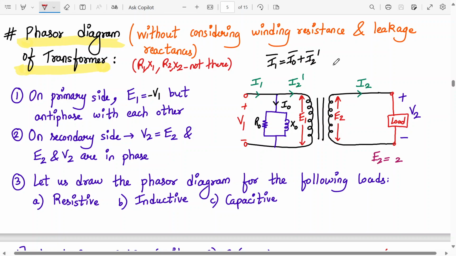Okay, completed. Please draw it. I'll give you some time. On the primary side, note that E1 and V1 are equal but of opposite phase. So basically E1 is equal to minus V1. On the secondary side, V2 and E2 have the same phase. So E2 is equal to V2 in the secondary side. Now we have to draw the phasor diagram for the following loads: resistive load, inductive load and capacitive load. So are you ready?